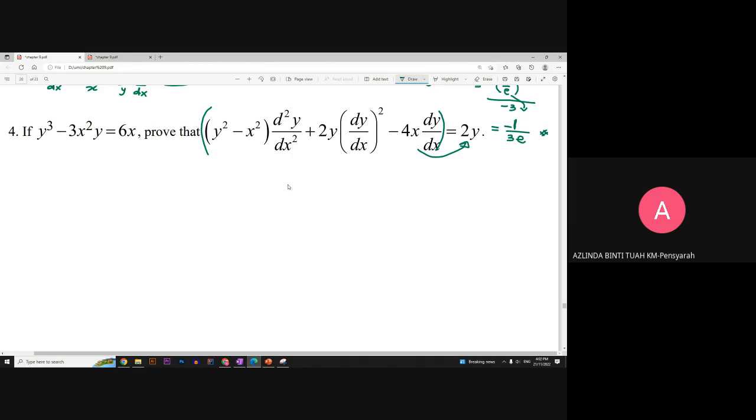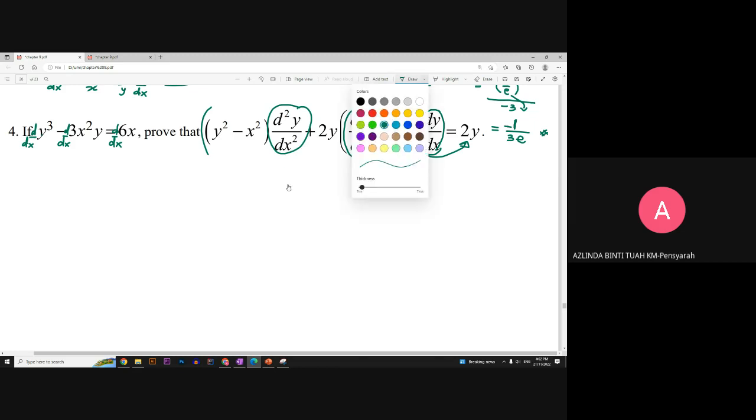Okay, so tengok pada dia punya sebelah kiri. Requirement yang perlu ada adalah first derivative, dy dx. Ini dia perlukan dy dx juga. Yang ni dia perlukan second derivative. So, I need to differentiate twice, 2 kali, sebelum kita boleh start proving. Okay, let's start. So, from y cube minus 3x squared, y equals to 6x. I'm going to put the instruction dulu di depan. Okay, then we are ready for differentiating the functions.